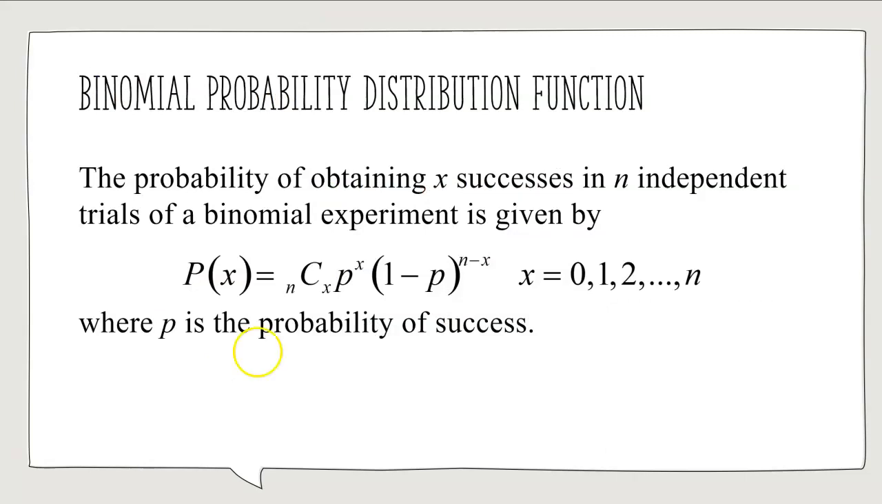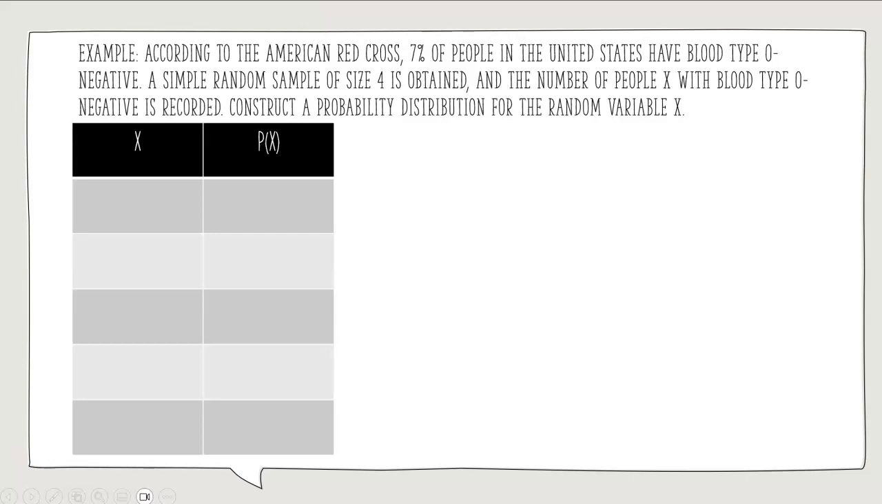All right, so I'm back at the formula for the binomial probability distribution. So if I want to find the probability of an outcome, I have to do N choose X times the probability of success raised to the X power times 1 minus P, which is the probability of failure raised to the N minus X power, okay? So let's look at an example. According to the American Red Cross, 7% of people in the United States have blood type O negative. A simple random sample of size 4 is obtained, and the number of people X with blood type O negative is recorded. Construct a probability distribution for the random variable X, okay?